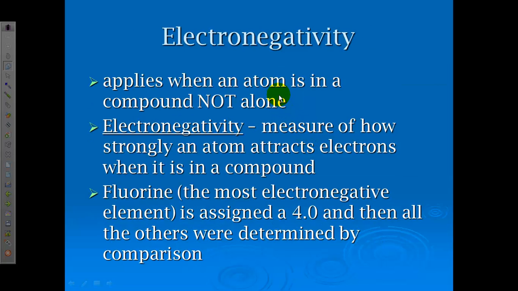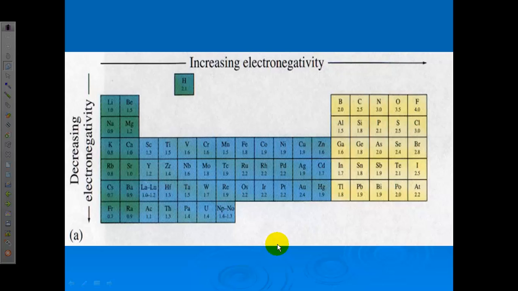Okay, electronegativity. This is when an atom is in a compound, not all by itself. And it's how strongly an atom attracts electrons when it's in a compound. So how much force does this atom have in pulling that electron towards himself? Fluorine is the most electronegative element, and it's given a number of 4. This is just a random number for our purposes. And then all the others are less than that by comparison.